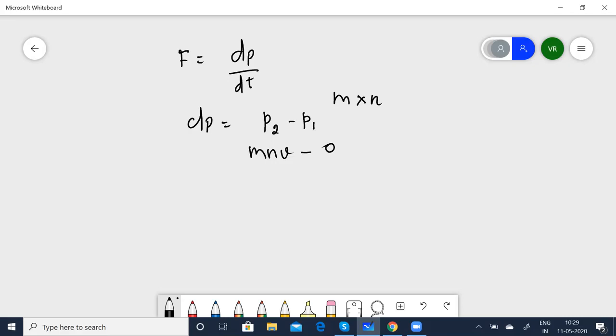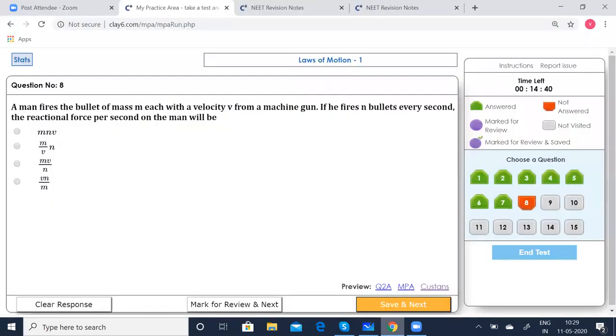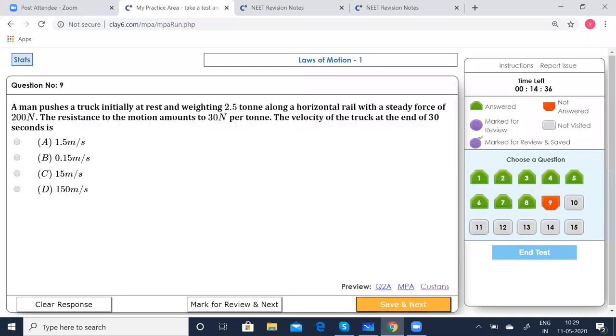Therefore, now substitute here: F is equal to (mnv minus 0) divided by 1, since the time taken is 1 second, which is nothing but mnv. The first option is correct. Save that. Go to the next.